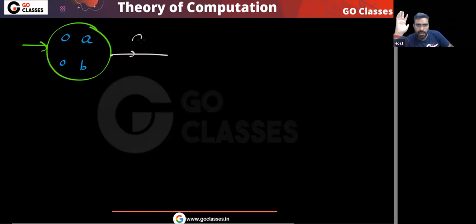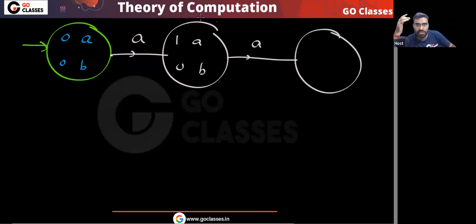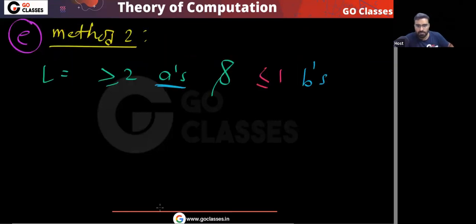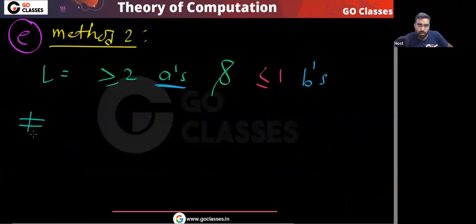Now, you can notice, if A comes, which state will I go to? If A comes, I will go to 1A, 0B state. Yes or no? If another A comes, which category will I go to? Please tell me. See, there are three categories. Please understand, from A's point of view, there are three categories: 0A, 1A, or greater than or equal to 2A.